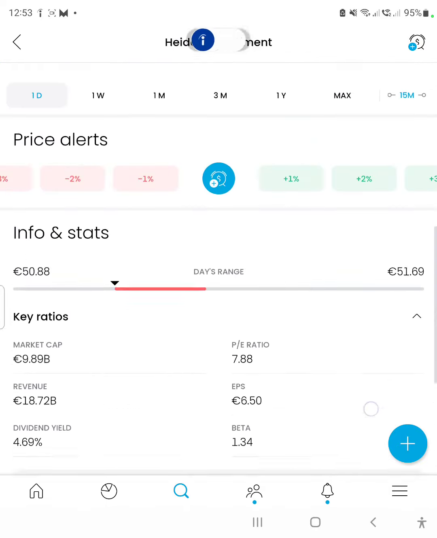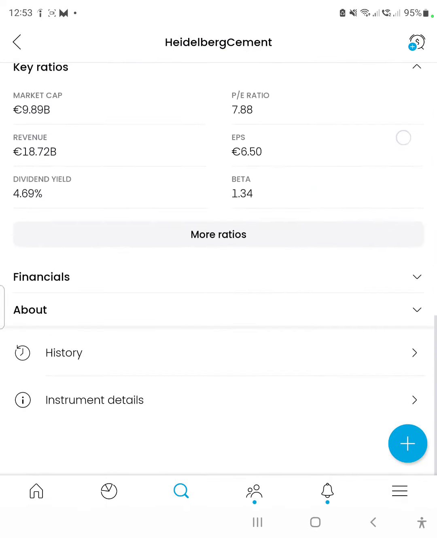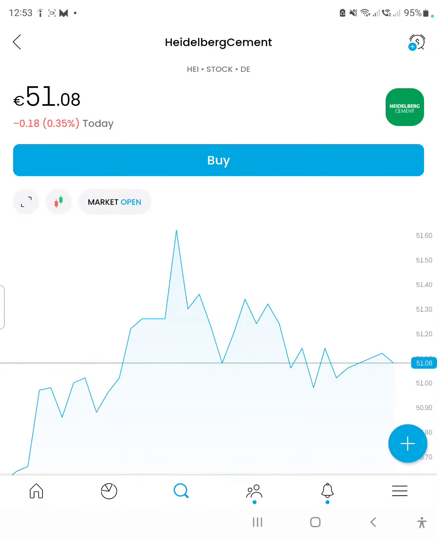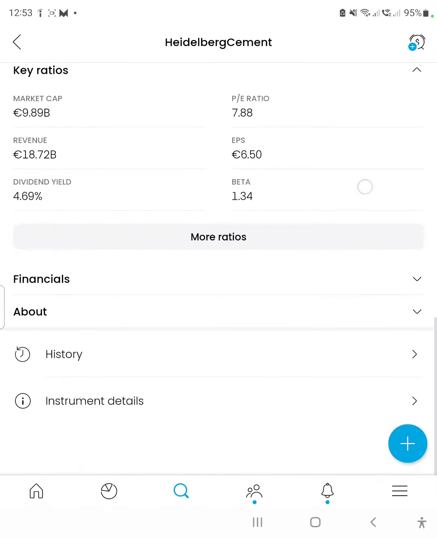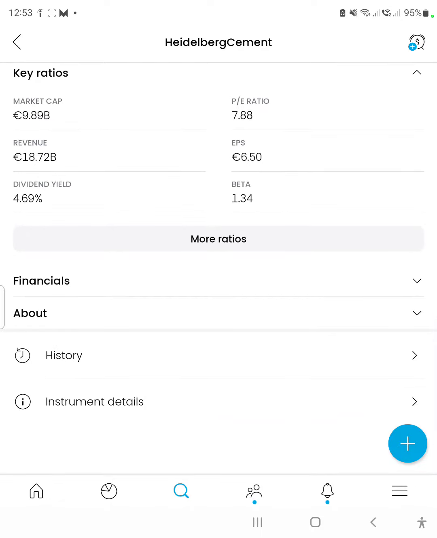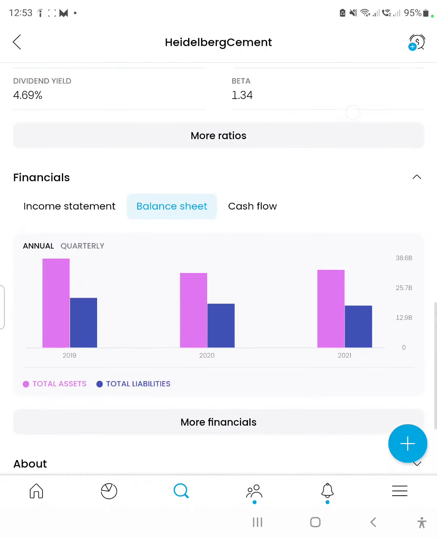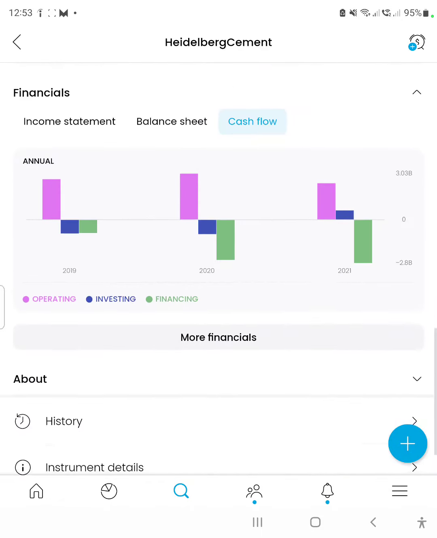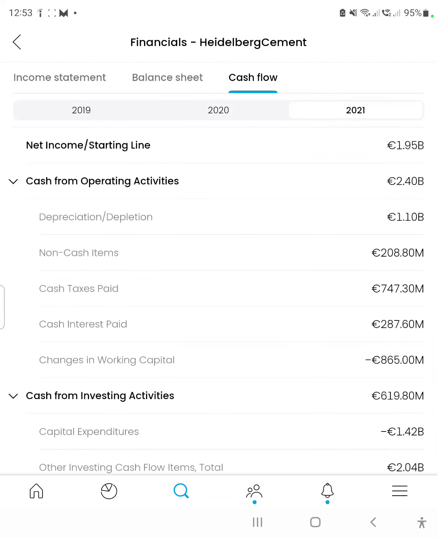Let's look at the cash flow statement just to see how well the company manages its cash, how well it does with dividends, etc. So the cash flow statement suggests that the net income, which is the starting line, is 1.95 billion euros in the 2021 financial year. 2020 it was around negative 1.94 billion euros, as we saw in the graph, and 2019 it was 1.27 billion euros.